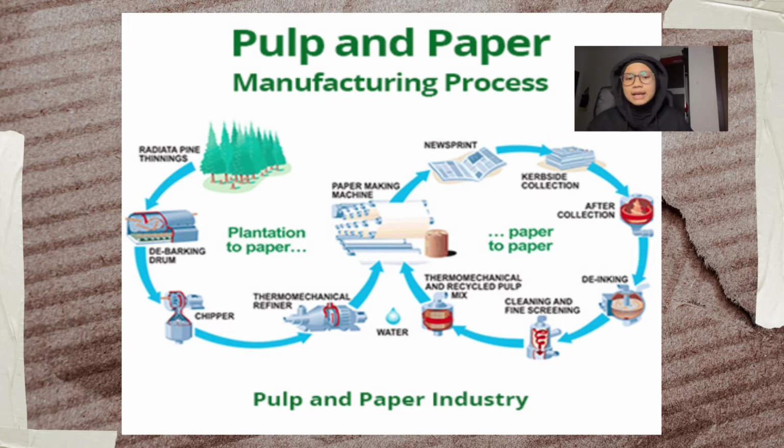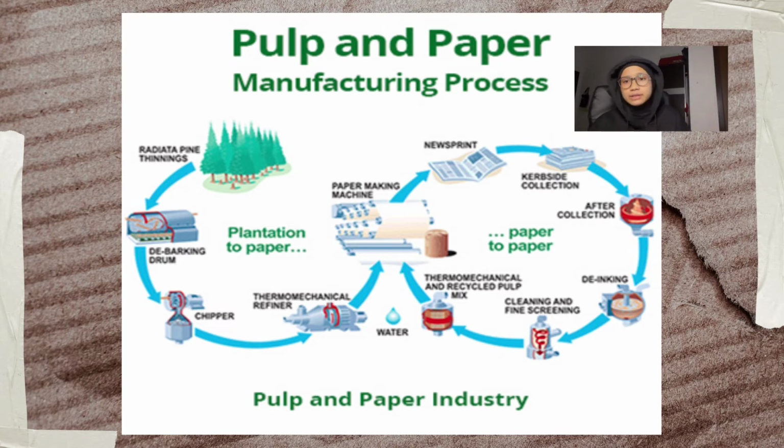The next one is the thermomechanical refiner. The thermomechanical refining process uses refiners to defibrillate chips that are softened in a pre-steaming vessel. And lastly, the paper making machine. The paper making machine will be used and the paper is ready to use by consumers. The newsprint will be sent to consumers.